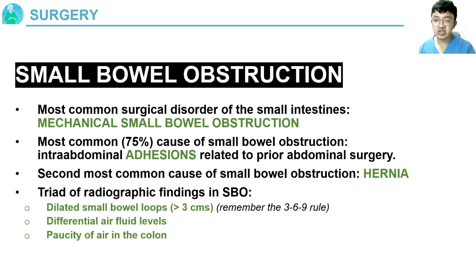75% are due to adhesions and most are related to prior abdominal surgery. But take note, you can also have adhesions which are not post-operative. So just don't get confused. The most common cause of small bowel obstruction is adhesions. Okay, the second most common cause of small bowel obstruction is a hernia. If adhesions are ruled out, the second most common cause you're going to think of is hernia.